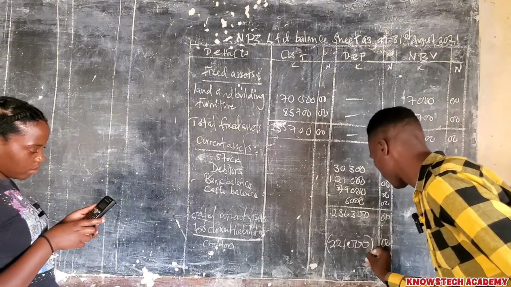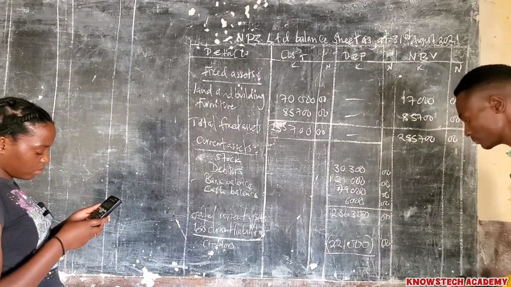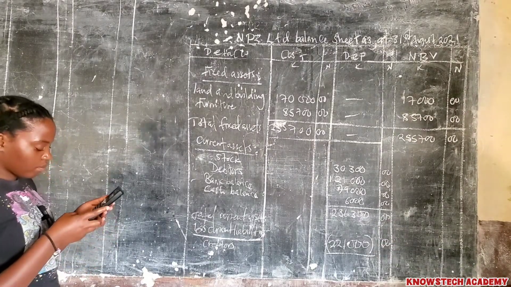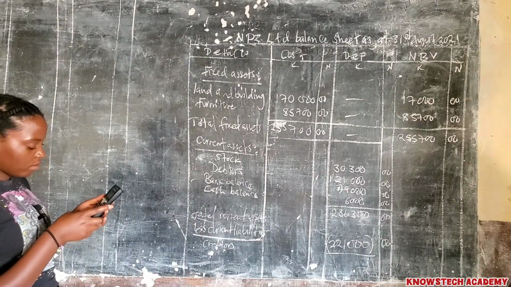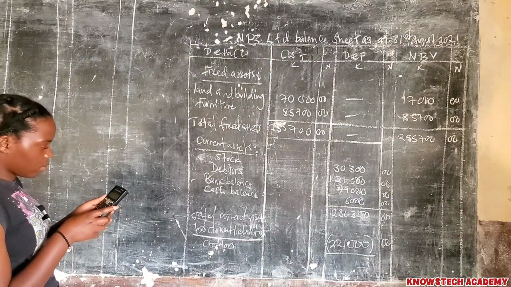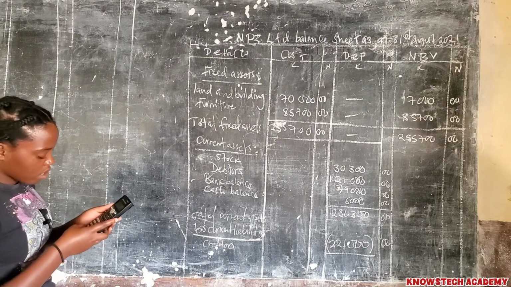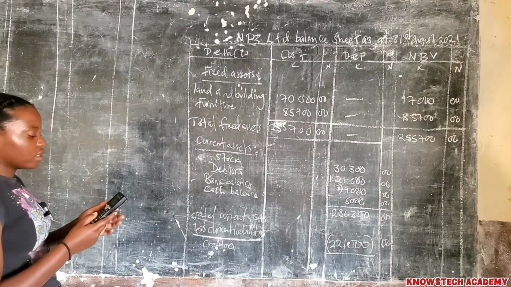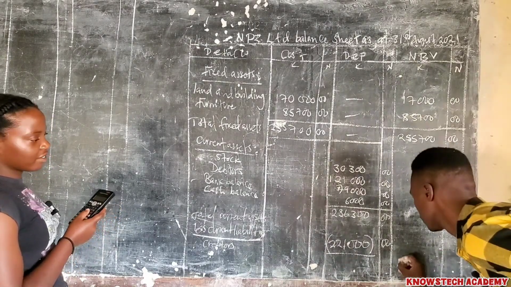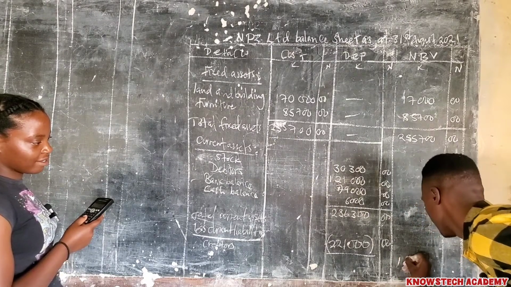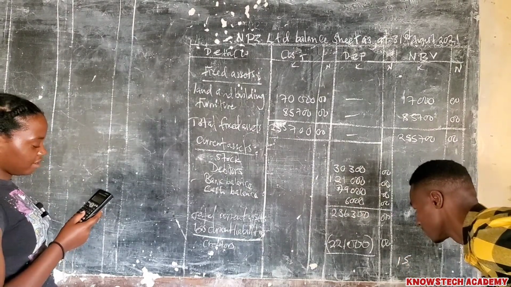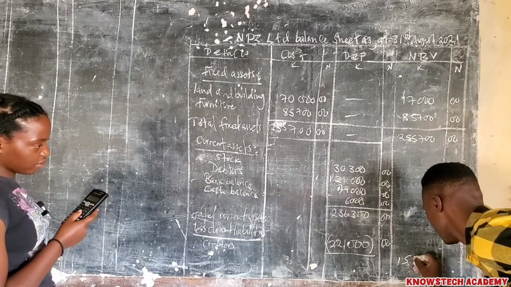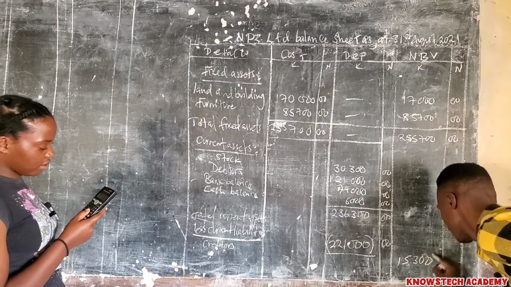So subtract. What is the difference? Quickly. Guys, it's 15,300. 15? Yes. 15,300, like this.